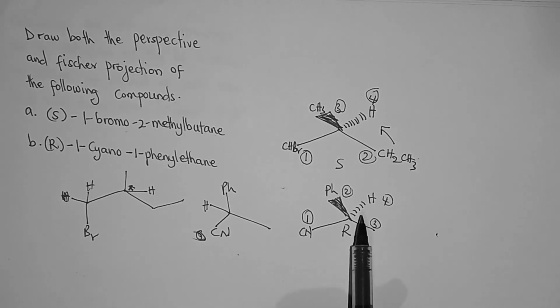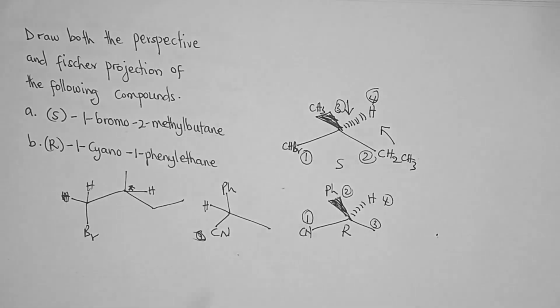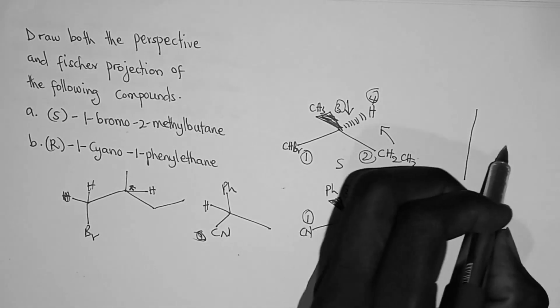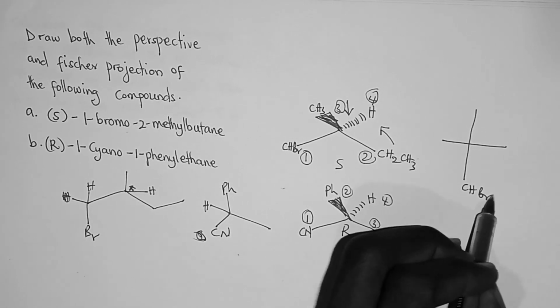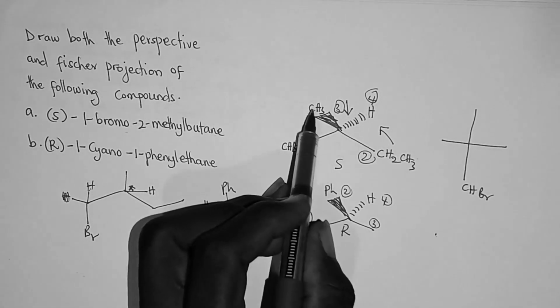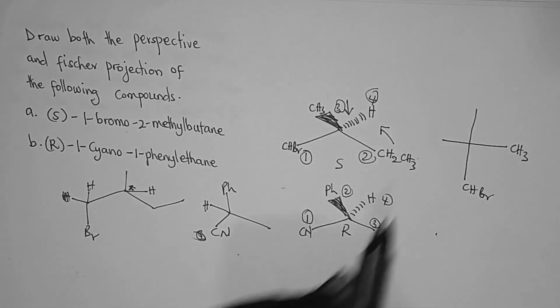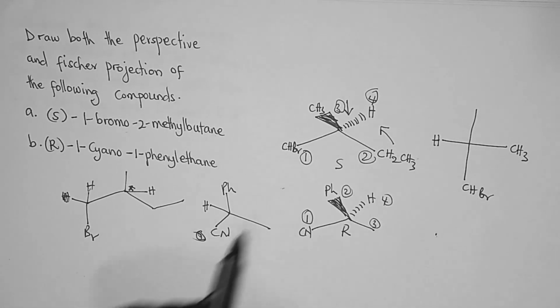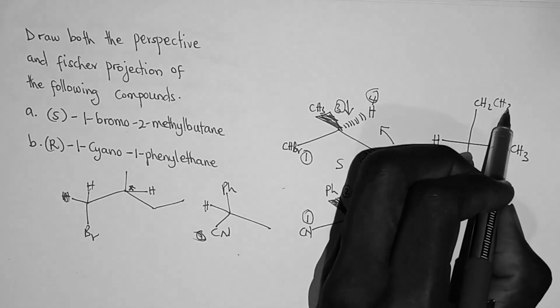And let's convert this to perspective. So in terms of perspective, we'll put our eyes here. We put our eyes here. Starting from here, this is a CHDR. And then our right eye will be seeing the CH3. So the CH3 will be on the right. And our left eye will be seeing the proton. And then this is a CH2, CH3.